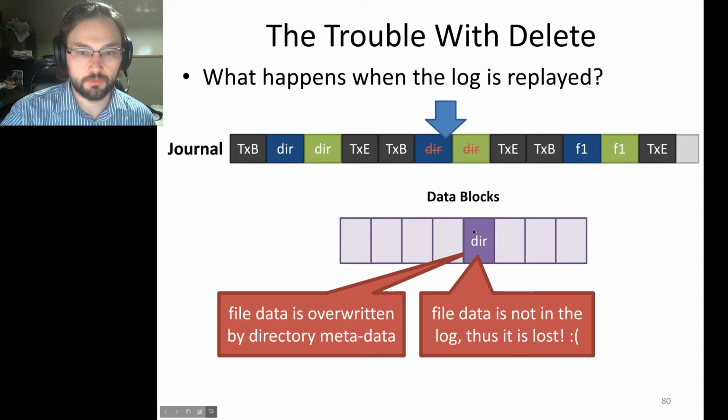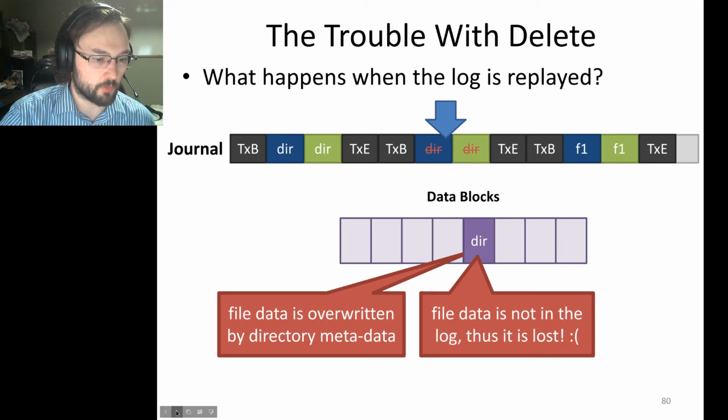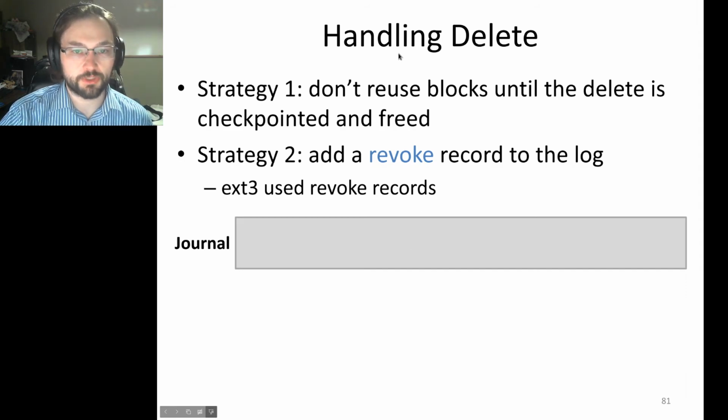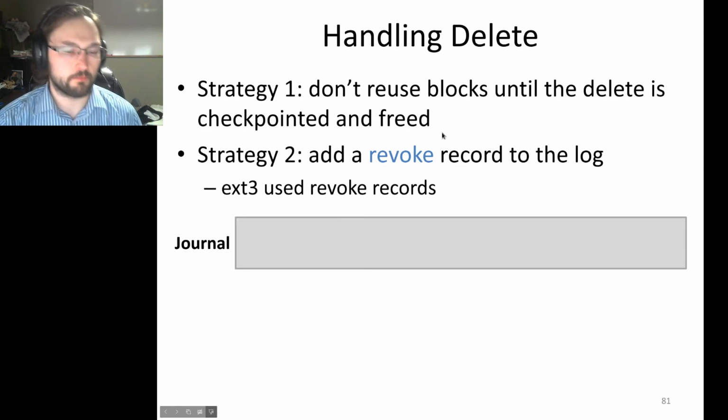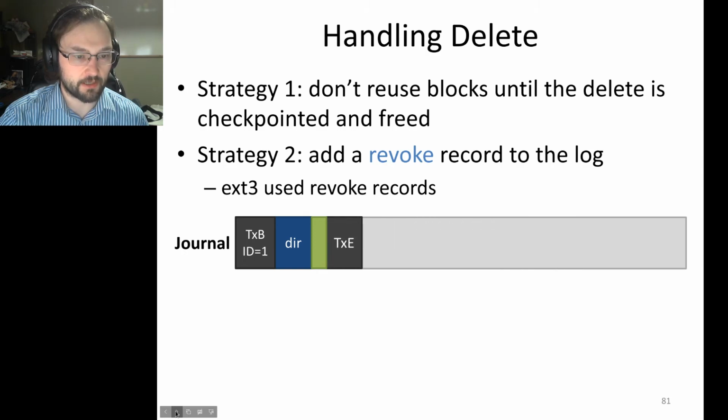because deletes are hard. And there are other examples of deletes being hard that are potentially a little bit more convincing than this. My solution here would just be don't put the directory data in the log for the same reason that we weren't putting the file data in the log. It's in a data block. But we can still work around this and solve the other delete problems as well by either not reusing blocks until the delete is checkpointed and freed. That would be pretty logically straightforward. Or we can do this idea of having revoke records. And ext3 obviously does it the complicated way.